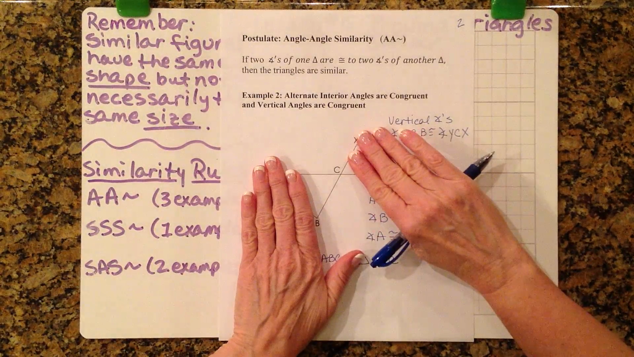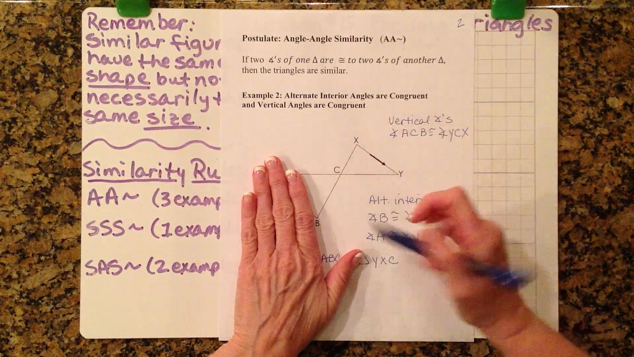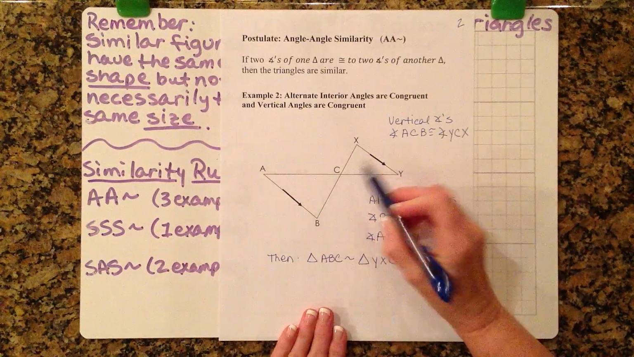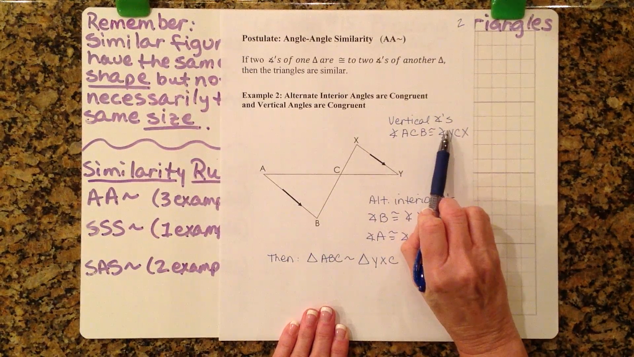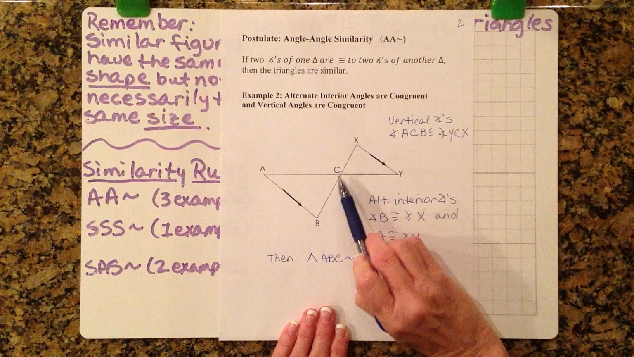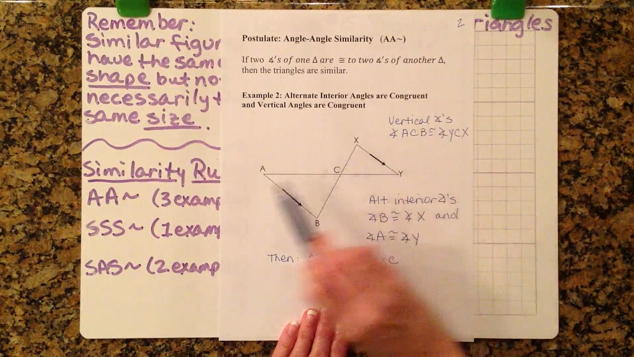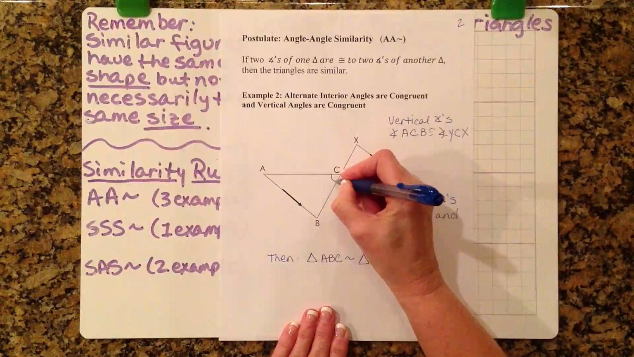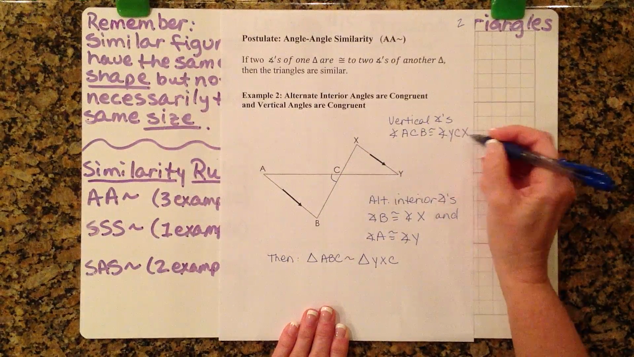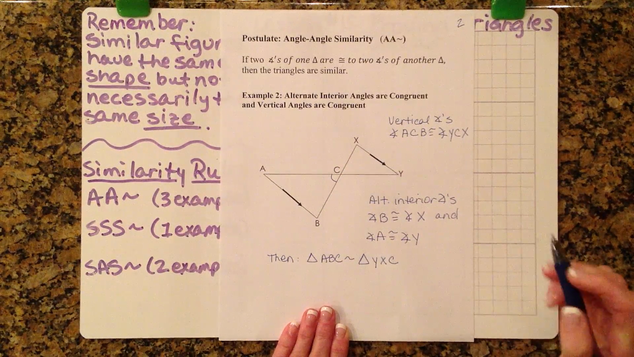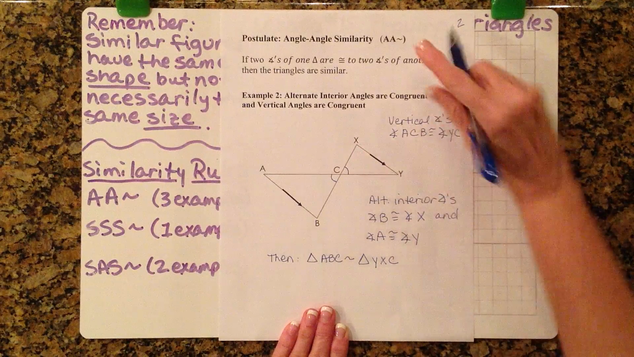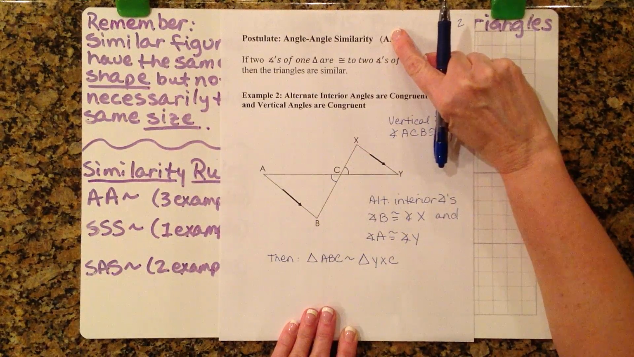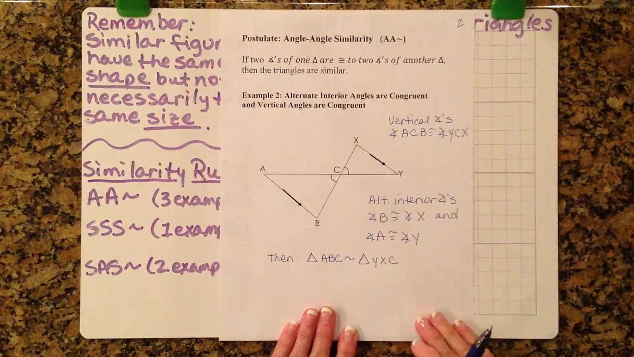Now look at the bow tie. Remember when you see a bow tie, what angles do you have? I have vertical angles. So I could say that this angle ACB right here, that gives me 1 angle, is congruent to the angle YCX. So that would give me 1 angle out of our angle-angle similarity.